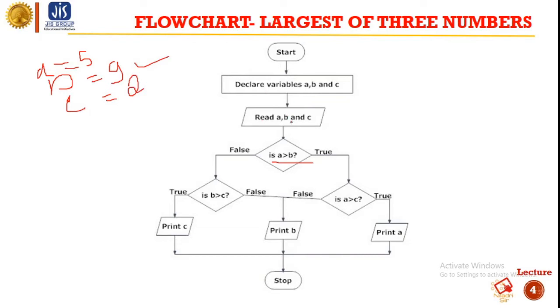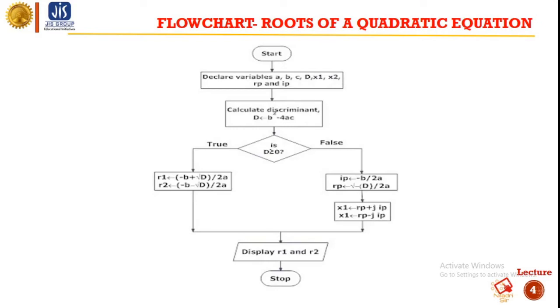So at first all the variables have been taken through keyboard. Okay, so is a greater than b? A is greater than b? No, this will not be satisfied. Okay, so this condition will come. Is b greater than c? Yes, this true will be satisfied. Okay, so this is the flowchart of the largest of three numbers. Okay, so next there is another.